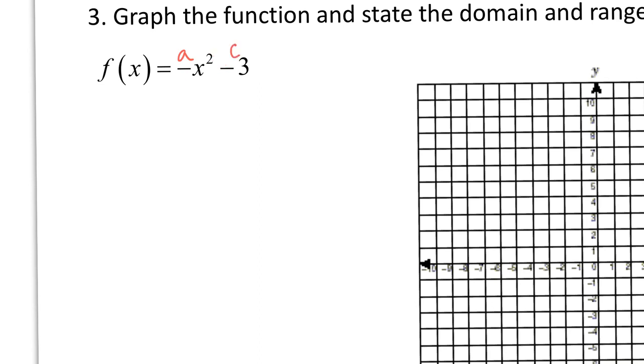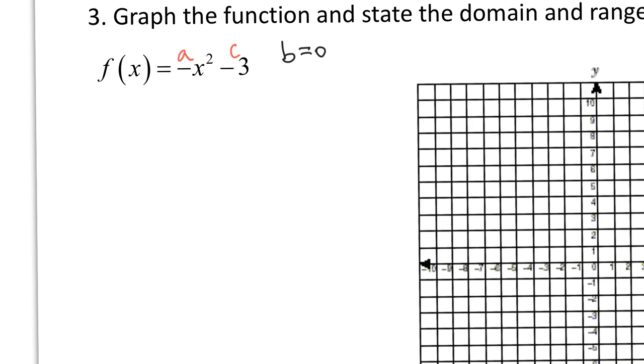C is your negative 3. So let me just put here b equals 0, so I don't forget, because we don't have one. There's no x term in the middle. We have an x squared, but not the x. And this is from the standard form in your quadratic trinomial.